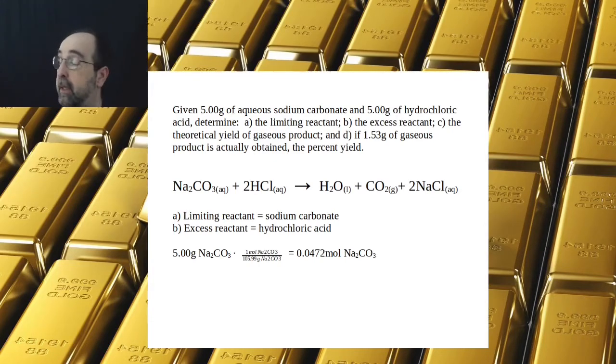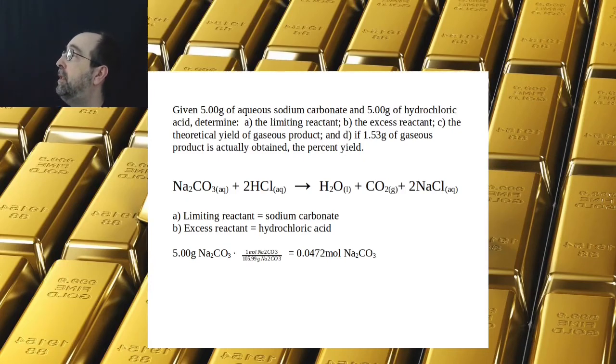Why did I do that? Because you're supposed to use the limiting reactant to perform all the other calculations in a limiting reactant problem. Like what? Part C. What's the theoretical yield of the gaseous product? Well, our products were liquid water, carbon dioxide gas, and sodium chloride aqueous. Well, the only gas there is carbon dioxide. So somebody's asking us to calculate the theoretical yield, which is usually a mass in grams, of the carbon dioxide, but they were trying not to give anything away by not mentioning carbon dioxide.